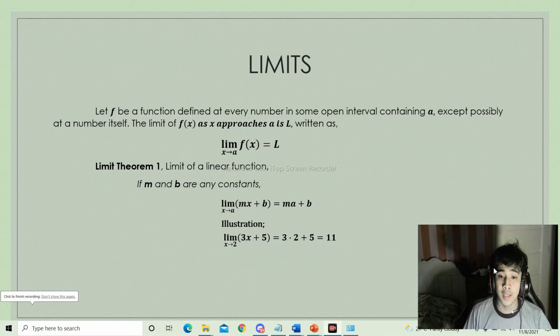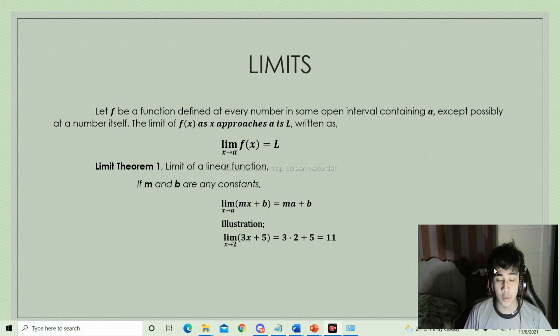So we are now on limits. Let f be a function defined at every number in some open interval containing a except possibly at the number itself. The limit of f of x as x approaches a is L, written as limit of f of x as x approaches a is equal to L.